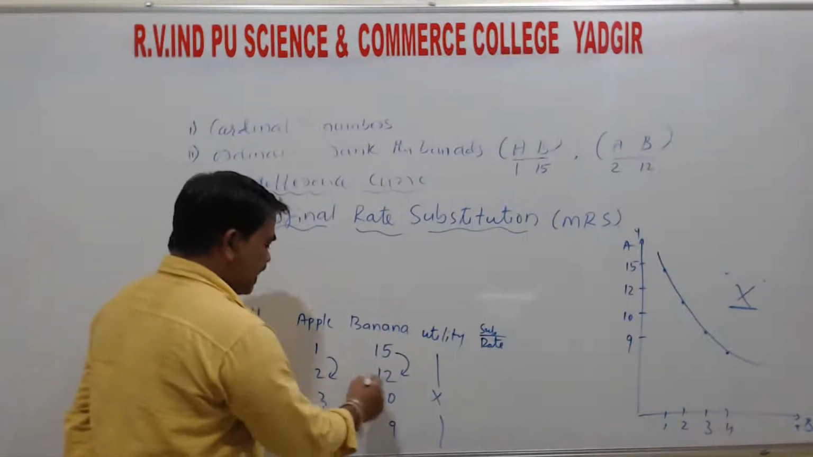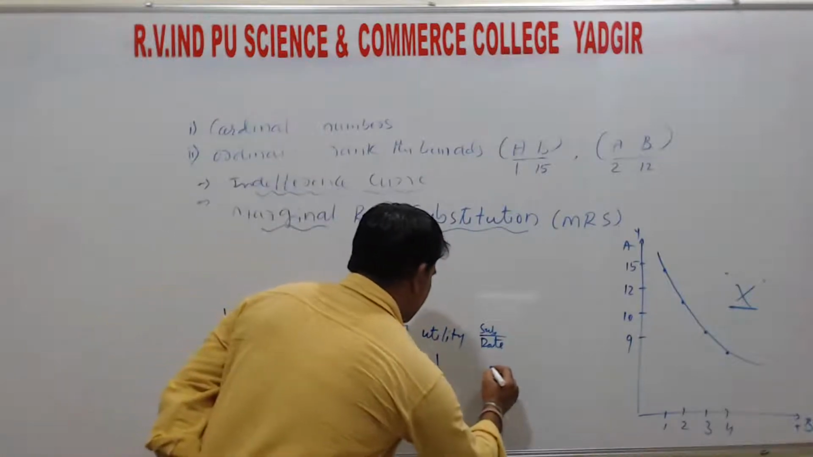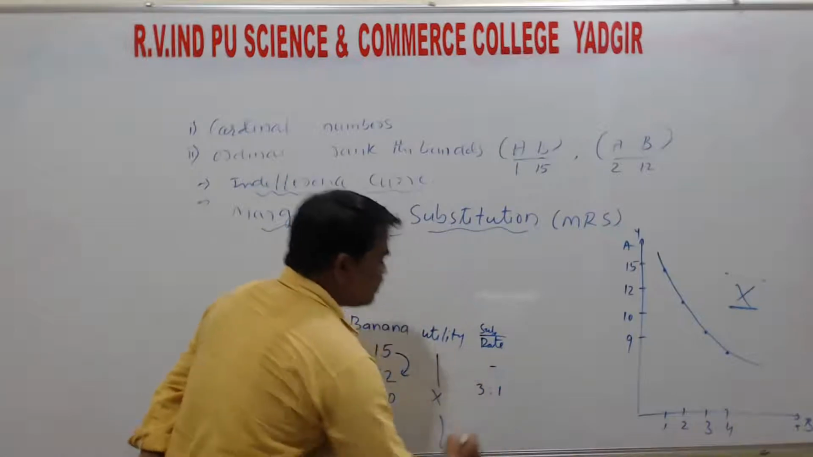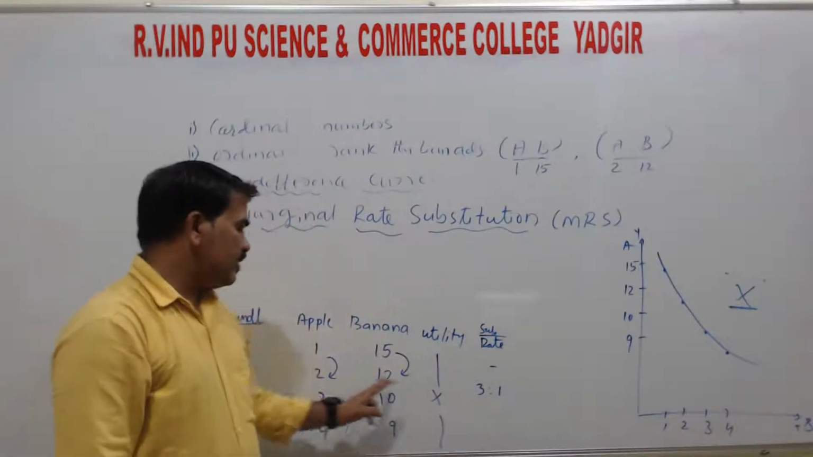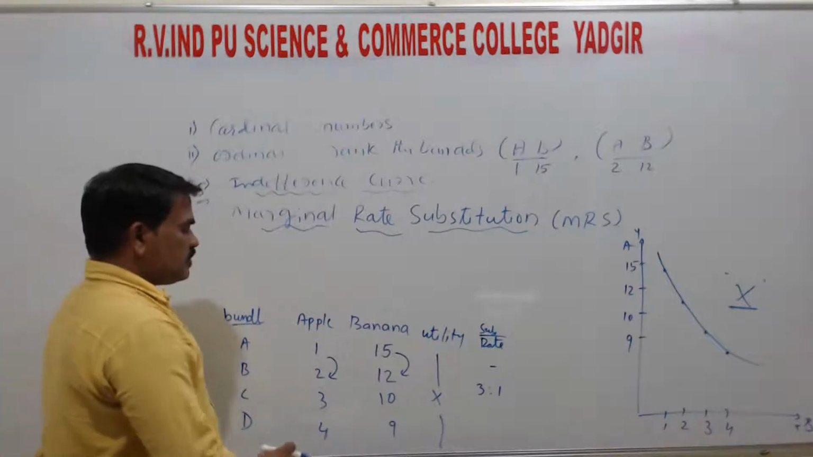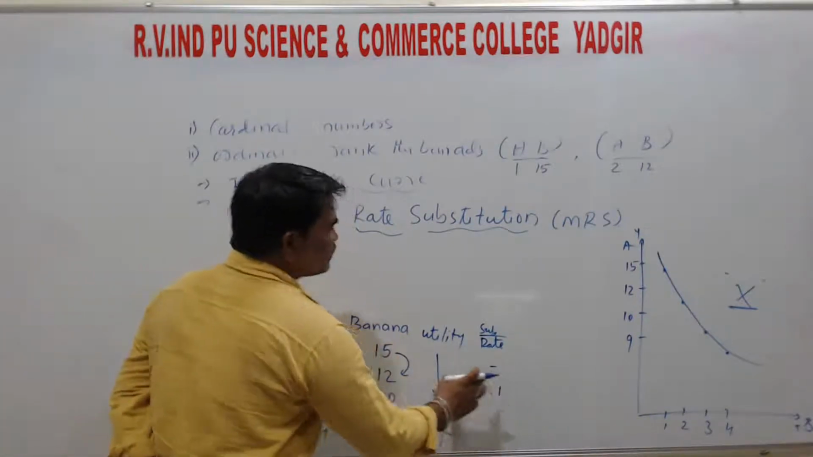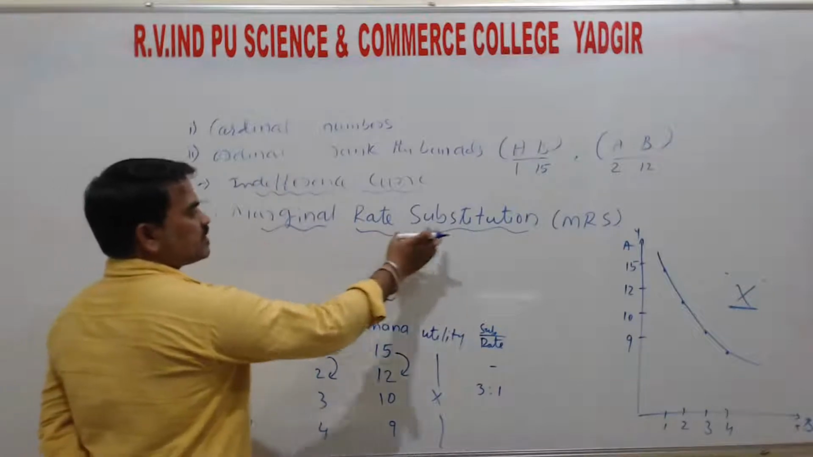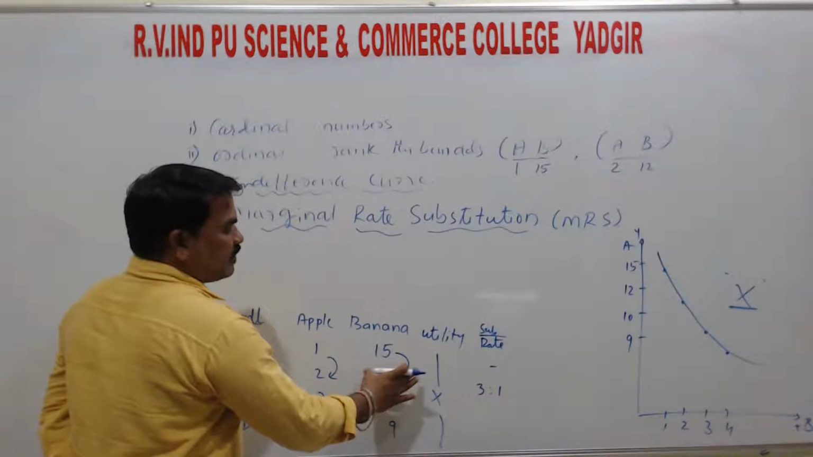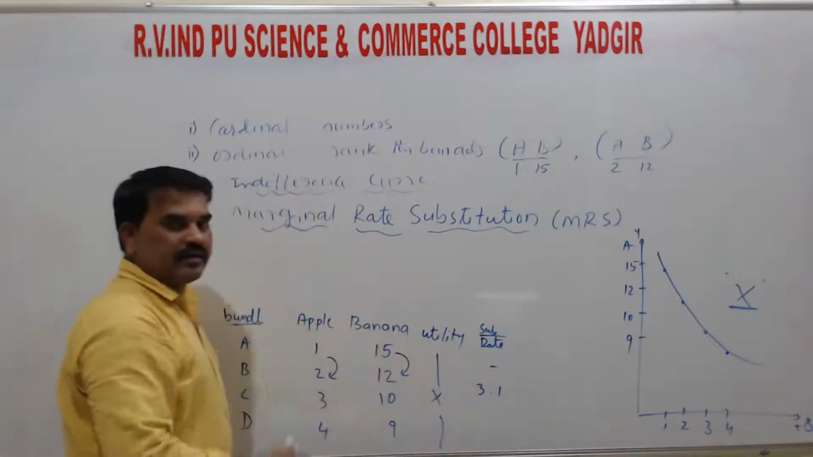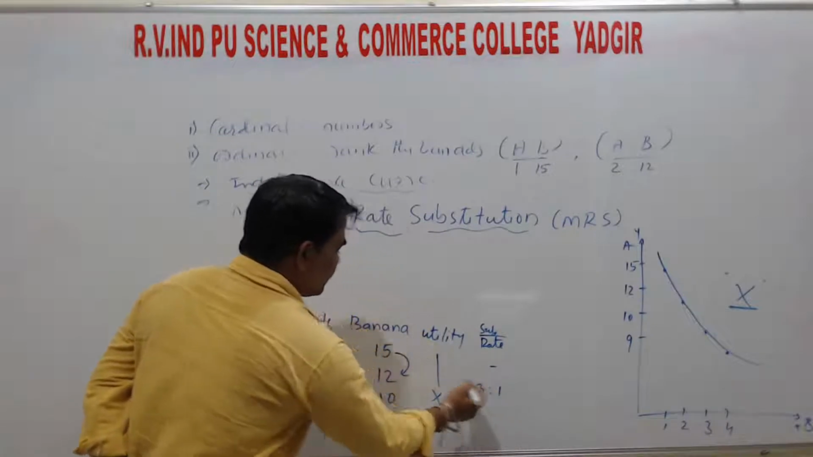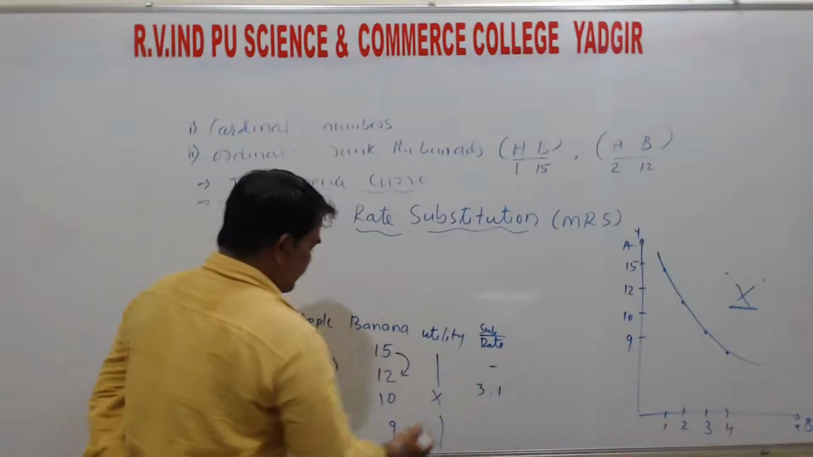In this second bundle, he is reducing 3 bananas for 1 apple. This is the rate. There is a change. So what is the rate of substitution here? Marginal rate of substitution means he is substituting apple for banana, and at what rate? What is the rate here? Okay. So for 3 bananas, he will go with one apple.